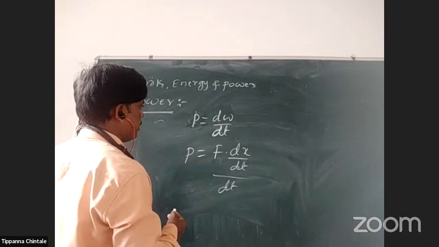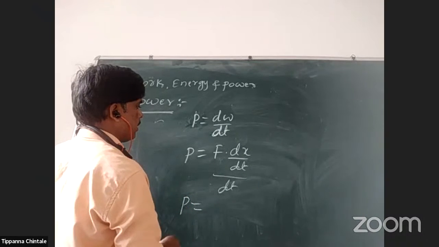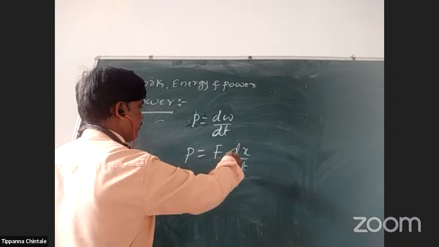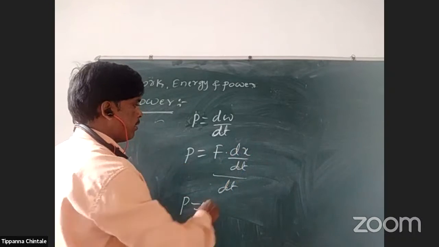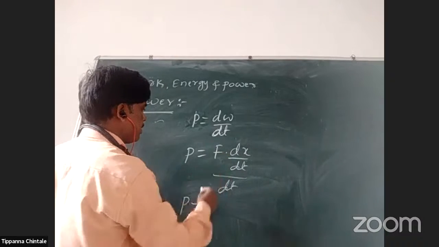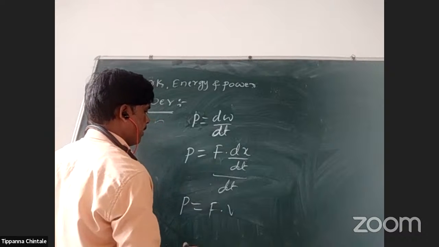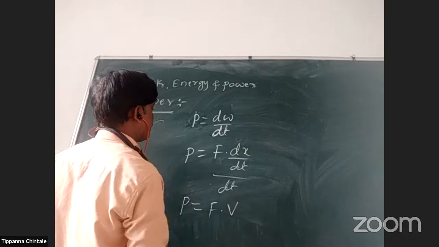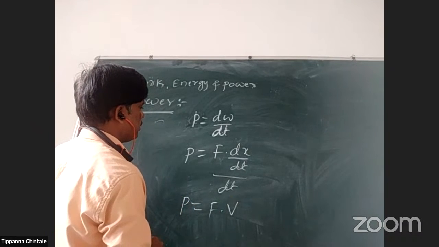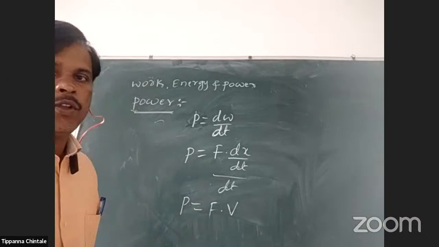Or else you can also write this as power P is equal to, if you write this as rate of change of displacement, rate of change of displacement can be written as velocity. So that is nothing but what? P is equal to F into V.